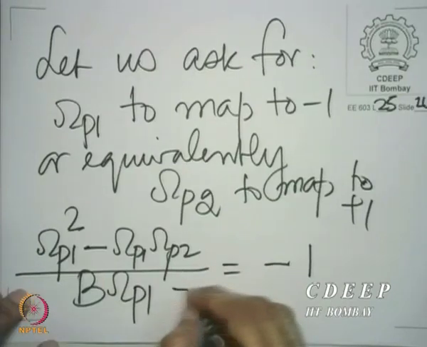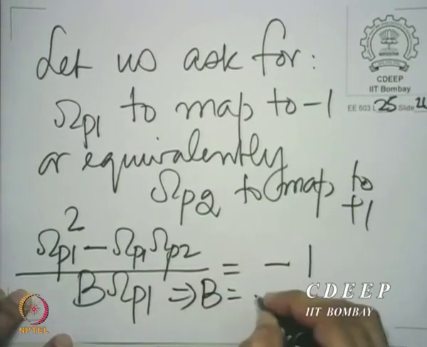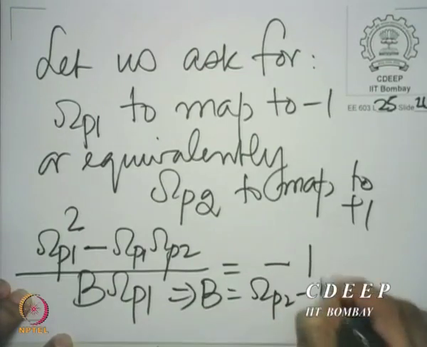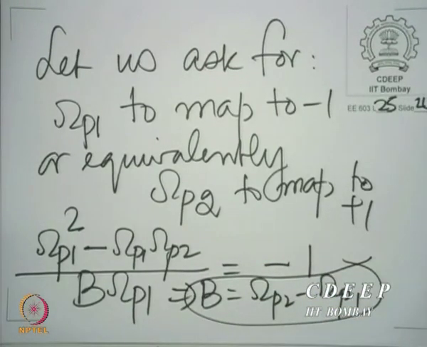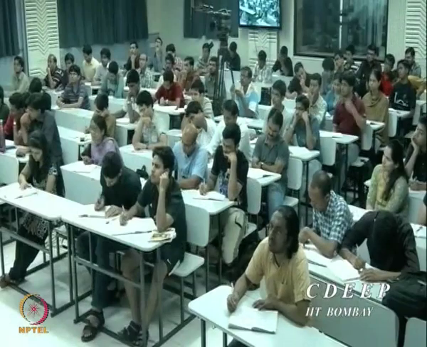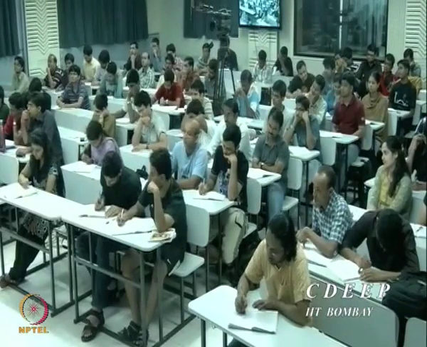That would of course very clearly give us B is omega p2 minus omega p1. And of course, the same thing would follow if you put the condition on omega p2. So now we have an explicit value for B and for omega naught. So in fact, our bandpass transform is complete, and we are now in a position to design bandpass filters too.